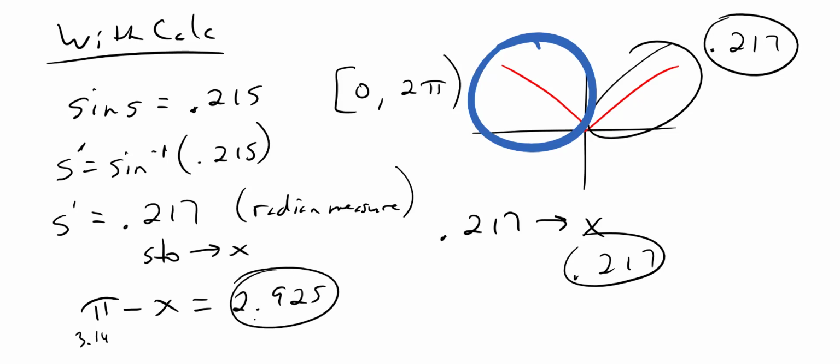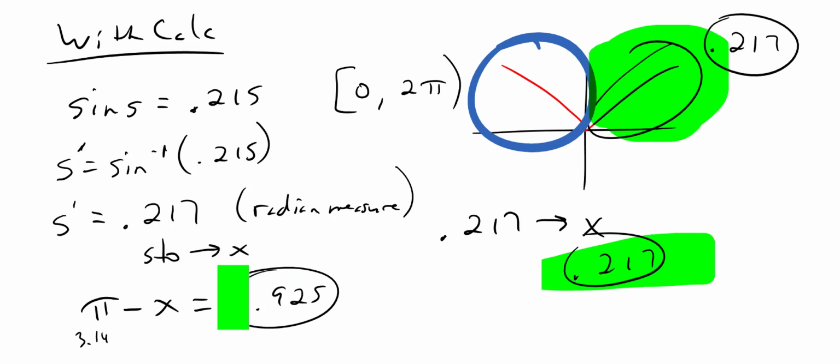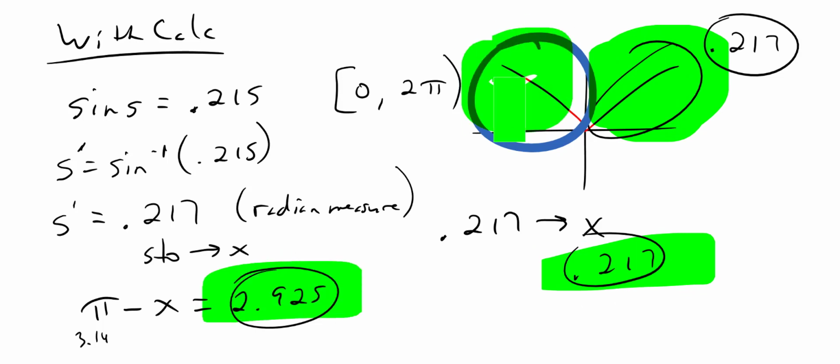So two answers to this problem, math fans. I have the 0.217, which is in my first quadrant here, and then I have 2.925, which is in my second quadrant. So you get two answers for this problem. Sometimes you have two answers, sometimes you have one, sometimes you might not have any. All depends.